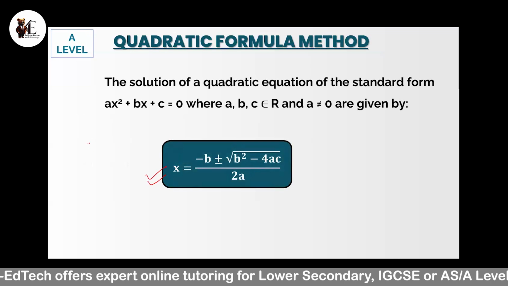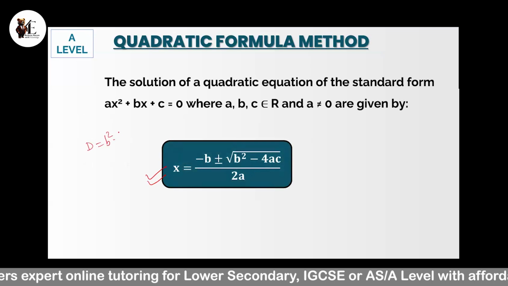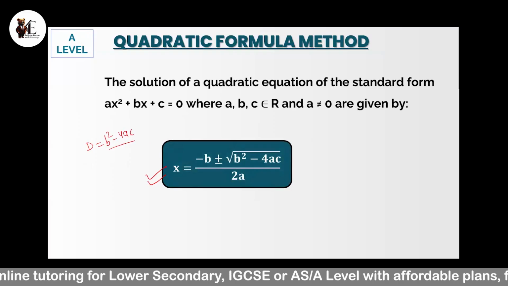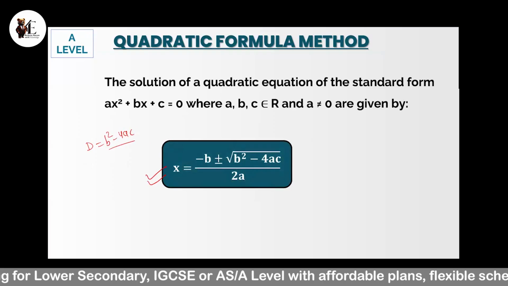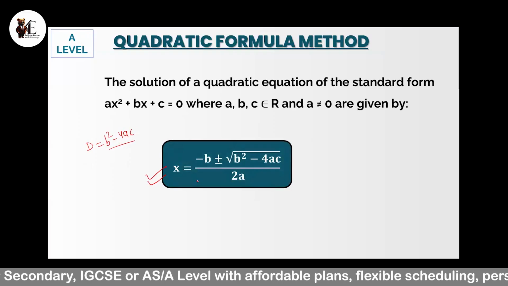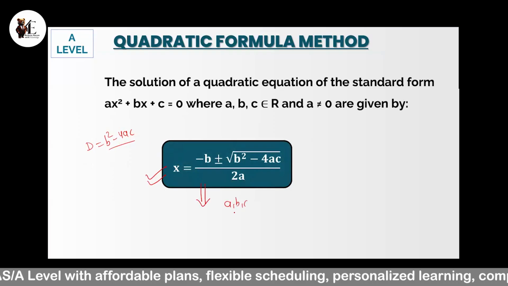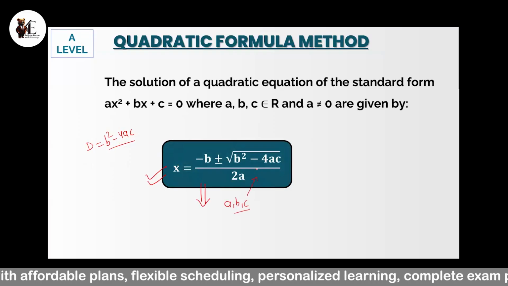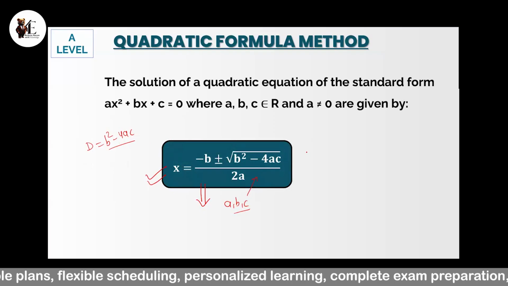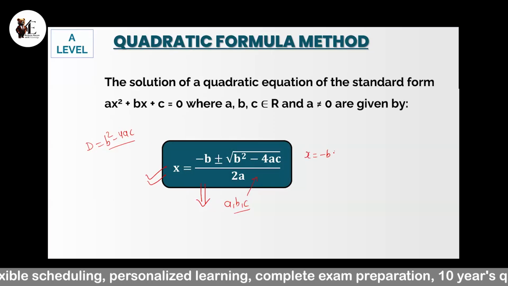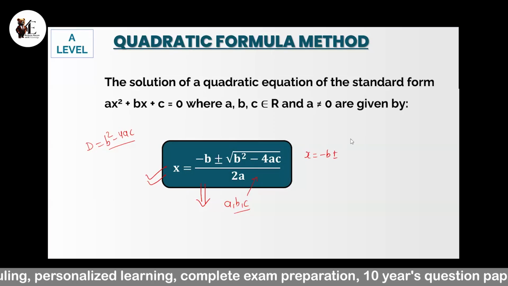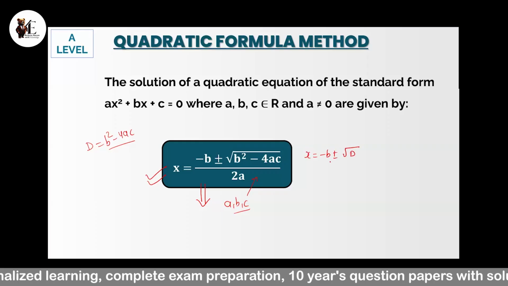Like for the discriminant, firstly we calculated the values of a, b, c and then substituted them in the formula. Similarly, firstly we have to find the values of a, b, c, and then substitute these values in the formula. Or you can write this formula as minus b plus minus square root of D over 2a.